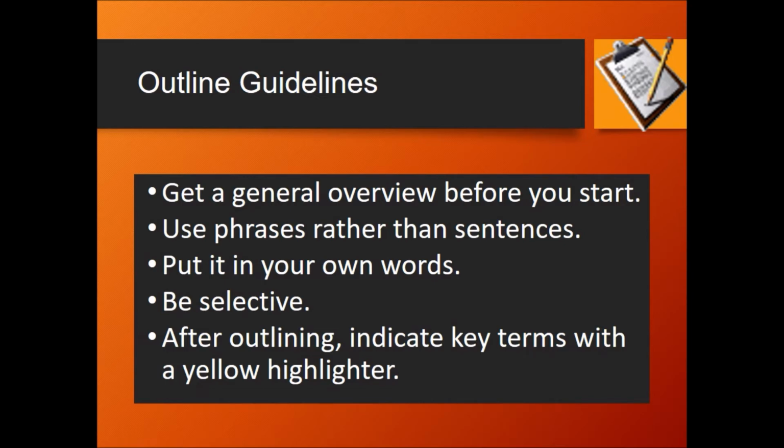And be selective. Not everything in the chapter is of equal importance. So you need to make sure that you're maintaining high quality information in your outline. And when you're done outlining, go back and indicate key terms with a yellow highlighter, or you could even annotate your notes a little bit using main idea, etc. Some people use underlines for the main idea, or they go back and highlight the main idea of each topic or subtopic in their outlines when they're finished. That's a choice that you can make.